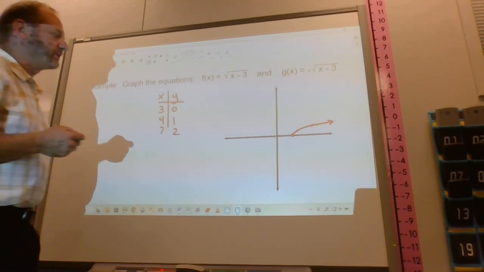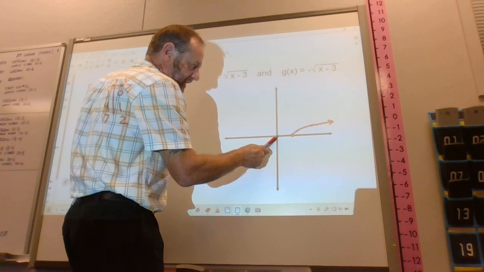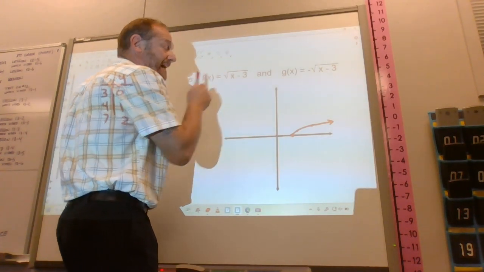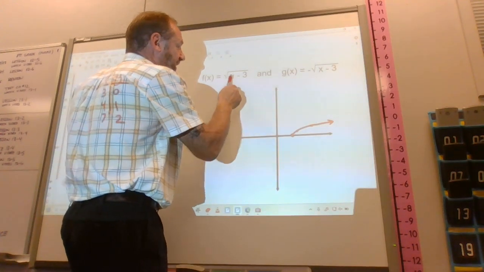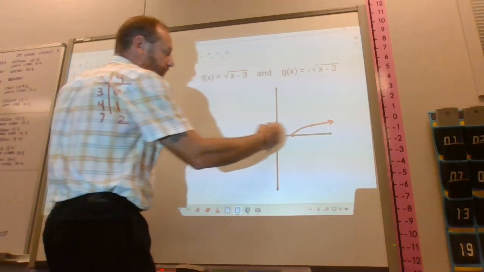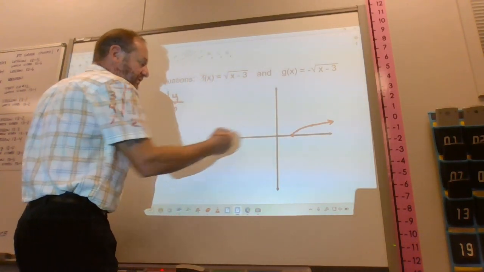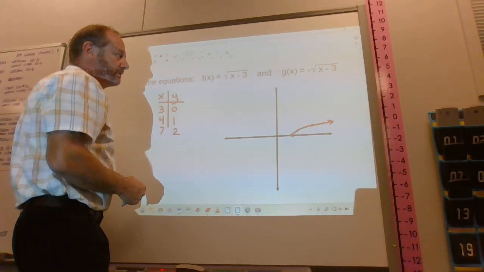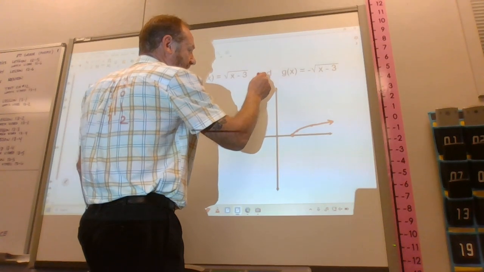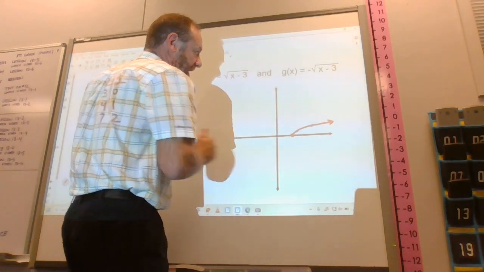Now, how is that different than the square root of x? Well, it looks just like the square root of x, except that it's shifted over 1, 2, 3 to the right. Remember, when I subtract a number inside a function, like this minus 3 from the x, that's a shift to the right by that amount. If this was a plus, it would move it left. And if I add a number outside the square root, that moves it up, and if I subtract a number outside, it moves it down.